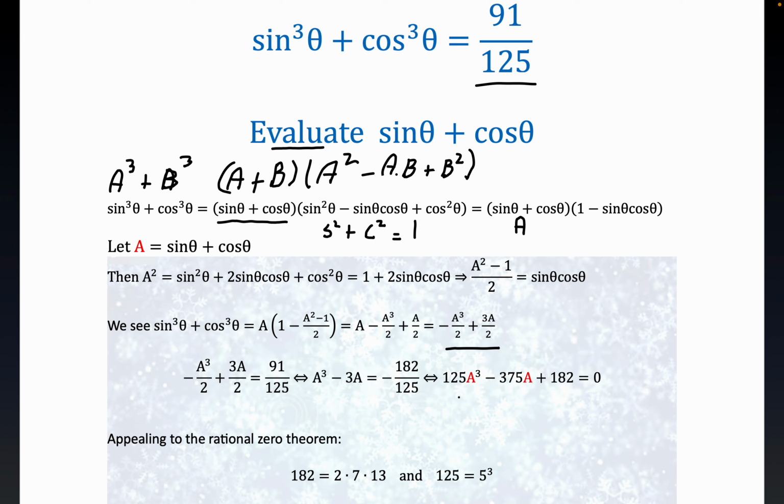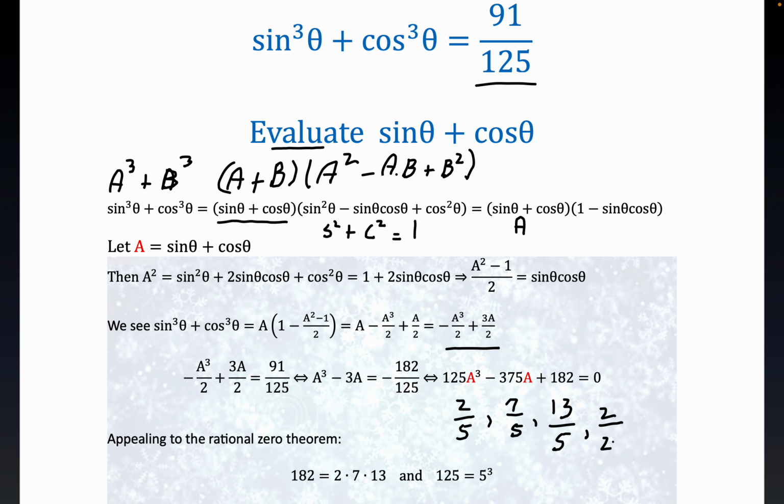So, for example, numbers like 2 over 5. Again, 2 is a divisor of 182. 2 times 7 times 13 is 182. That's the prime factorization. So possibilities would be 2 over 5, 7 over 5, 13 over 5. And y'all, technically, I should be putting plus or minuses in front of these numbers. Also, nothing special about 5. You could also consider 2 over 25.